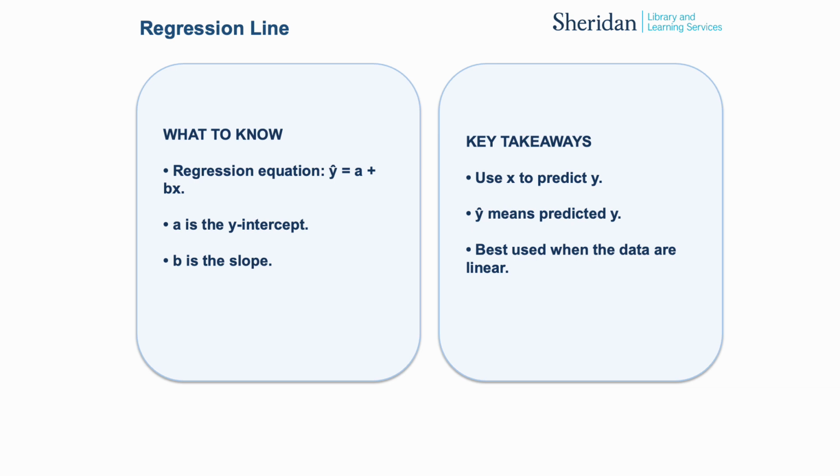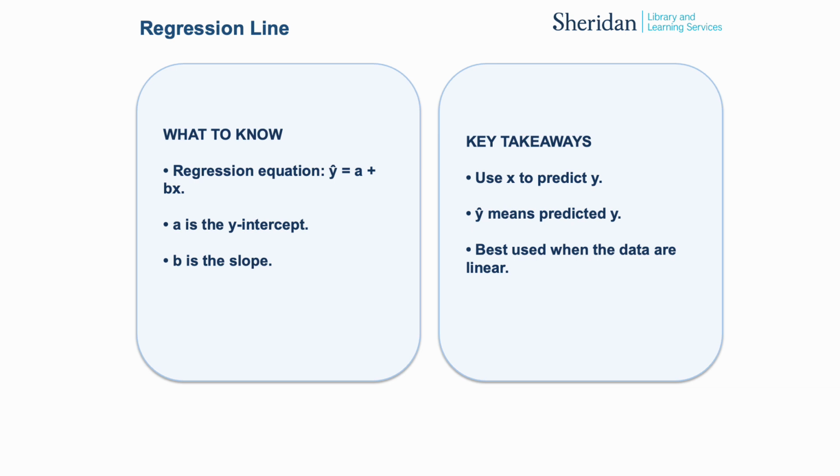The equation of a regression line is written as y hat is equal to a plus bx. Let's break down each part of the equation. First, the symbol y hat, pronounced y hat, represents the predicted value of y. Notice this is not the actual observed value. It's simply our best estimate based on the regression model.